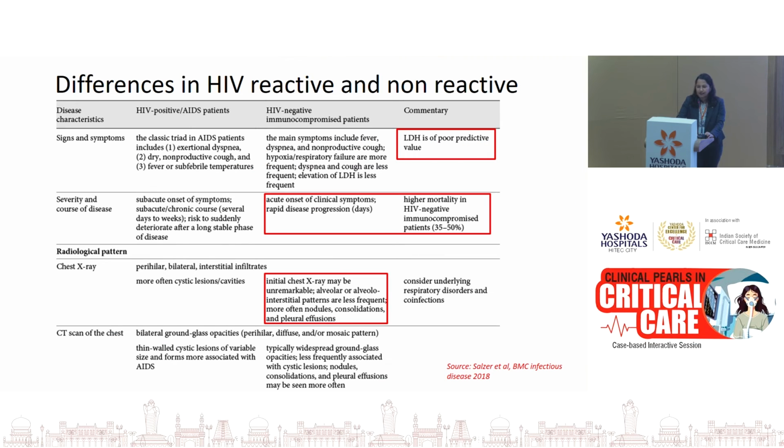And there are certain differences between the HIV patients and the non-HIV patients having PCP disease. LDH is not very specific. It may be higher, more so in the HIV negative patients, and the HIV negative patients have a higher mortality when they have the PCP infection as compared to the HIV patients. And the HIV negative patients have a very rapid downhill course.